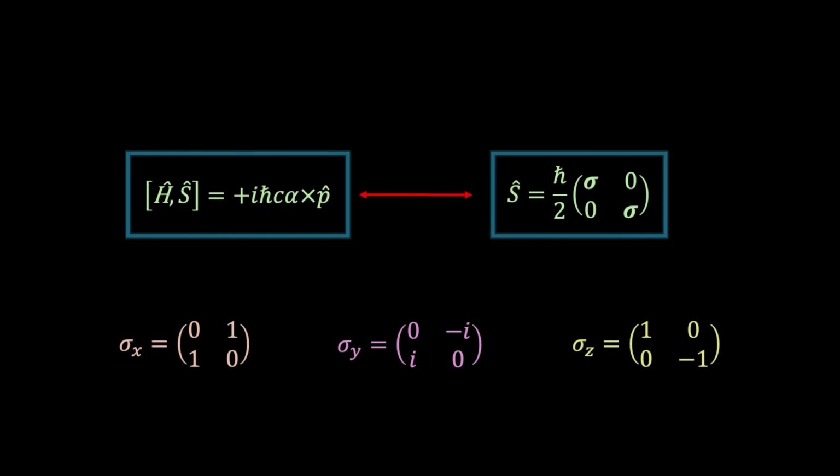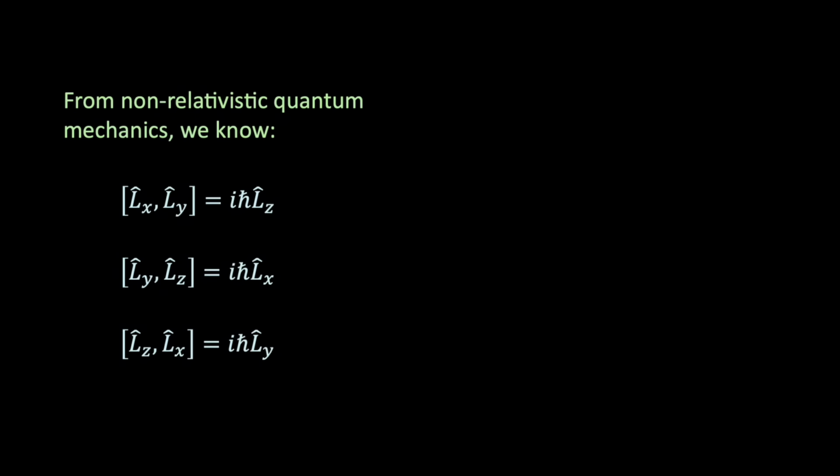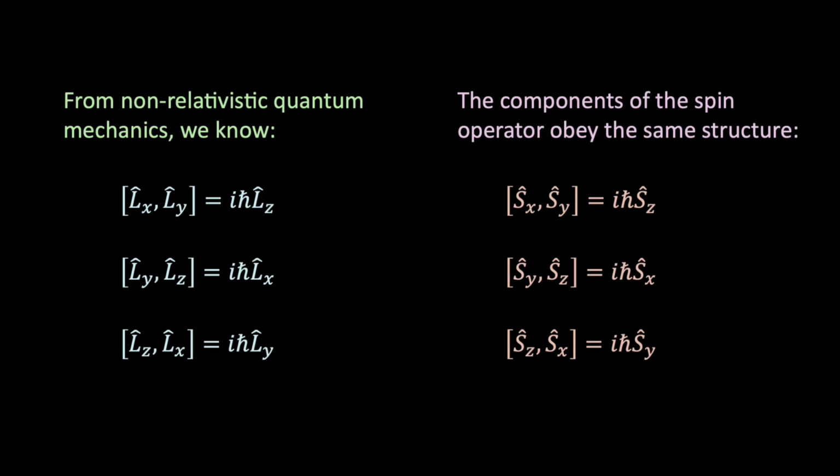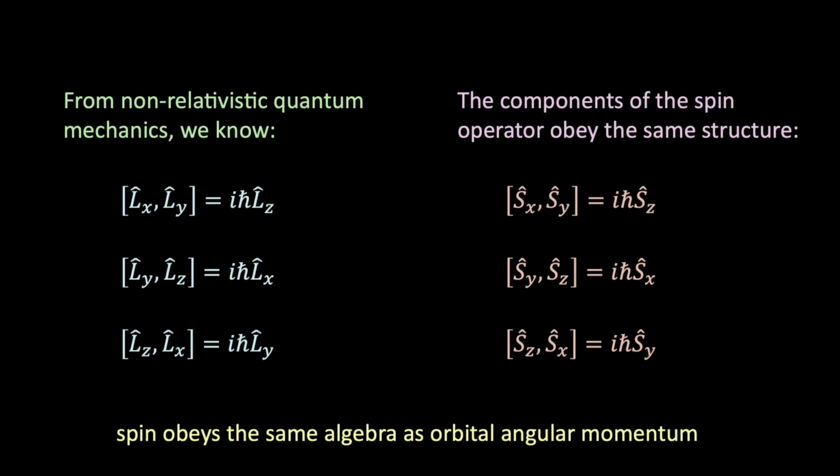the same commutation relations as the Pauli matrices, and these in turn satisfy the same algebraic structure as the orbital angular momentum operators. More specifically, from non-relativistic quantum mechanics, we know that the components of orbital angular momentum satisfy the following commutation relations, and the components of the spin operator obey the same exact structure. That is, spin obeys the same algebra as orbital angular momentum.